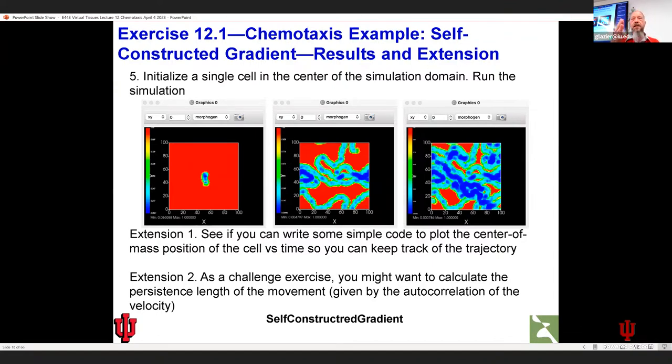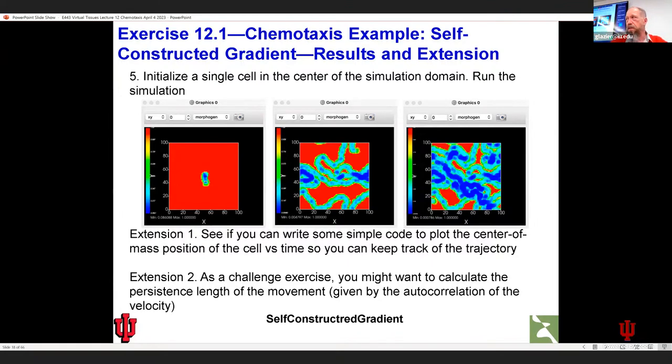And if you want to be a little bit more ambitious, it's interesting to ask the question, what's the persistence length of the cell? In other words, when the cell's moving in a given direction, eventually it'll turn into different directions, but what's the typical distance it goes in a particular direction before it changes direction, which is called the persistence length. That's a rather interesting number, which is very important to the ability of the cell to find nutrient in its environment.